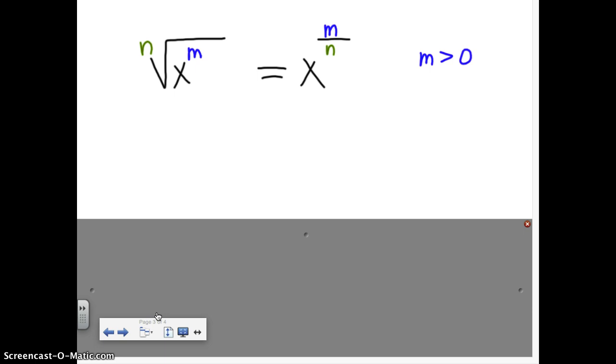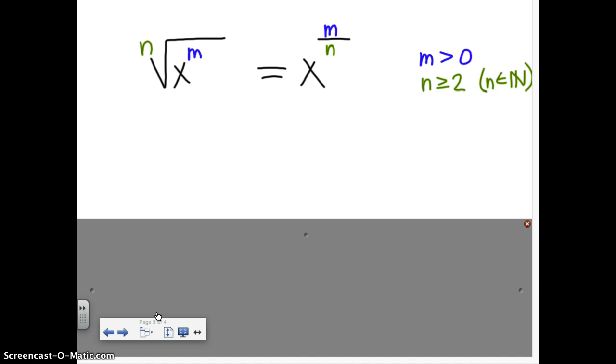Now n. N's got to be greater than or equal to 2 for our index. And n has to be a natural number: 2, 3, 4, 5, 6, and so on. Okay, so that's some rules on our index.